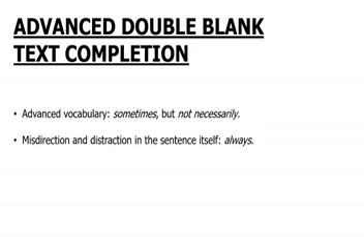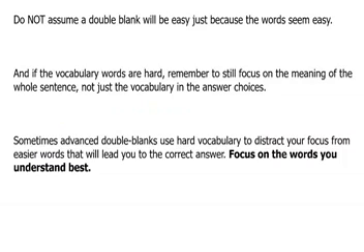Today we're going to talk about advanced double blank text completion questions on the GRE. So let's look at what marks these, how you can know you're dealing with one of these questions. Advanced vocabulary? Sometimes, but not necessarily. What you're always going to see here is misdirection and distraction in the sentence itself. So let's look at what I mean by that.